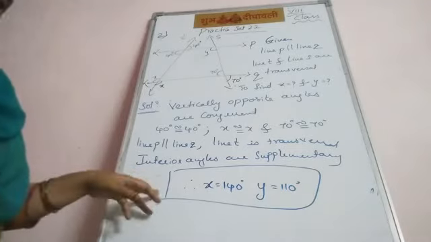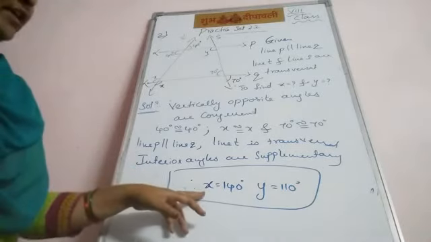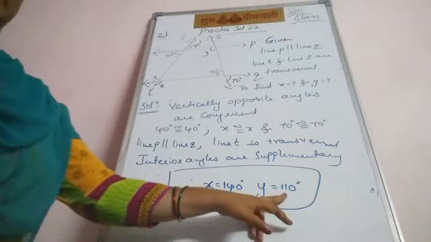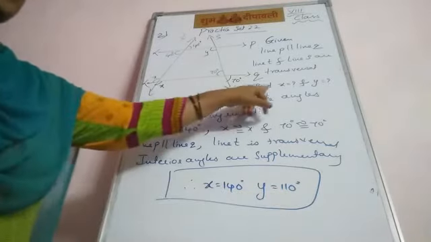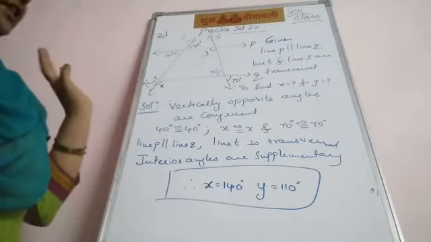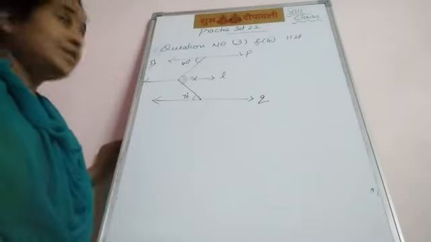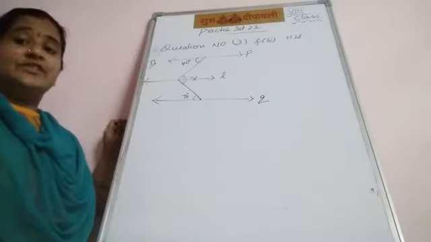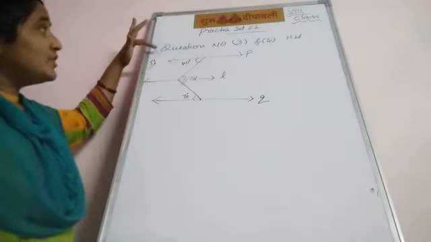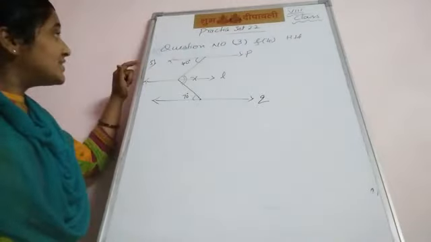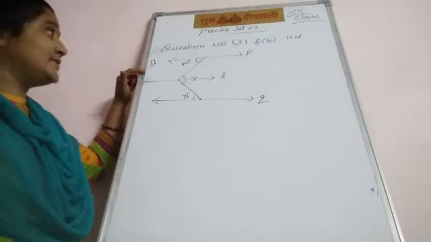Students, the second question's answers are x equals 140 degrees and y equals 110 degrees. In the question he asked to find x and y, and you got the answers. Based on the first bit and second bit, you can solve questions number 3 and 4. They are very easy. Now I am explaining the last question in this exercise.